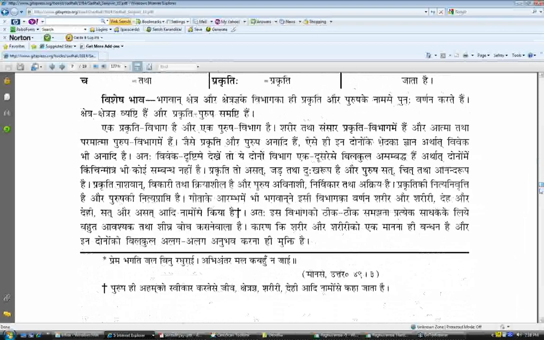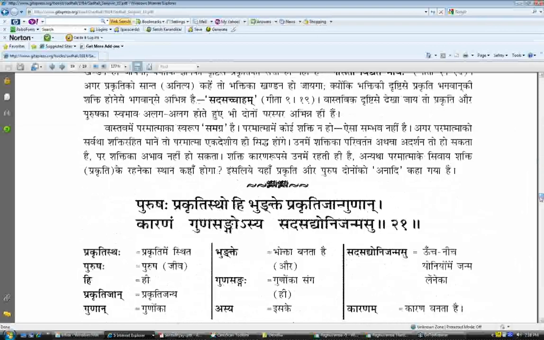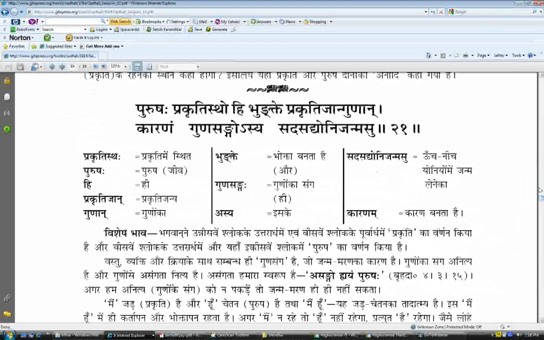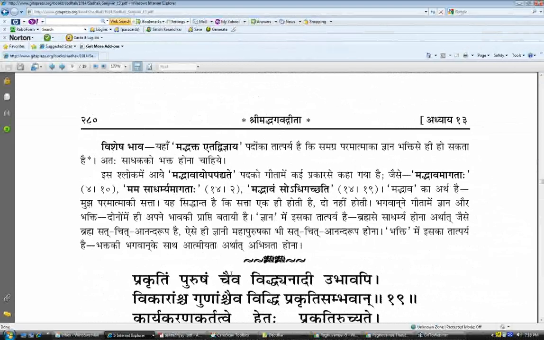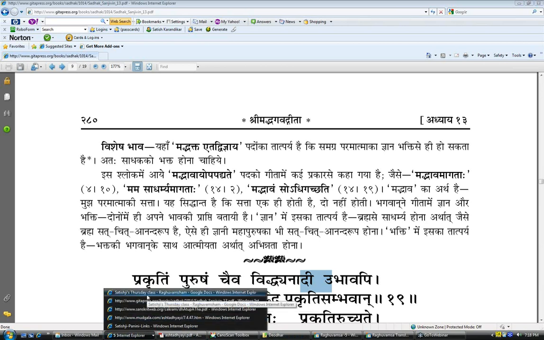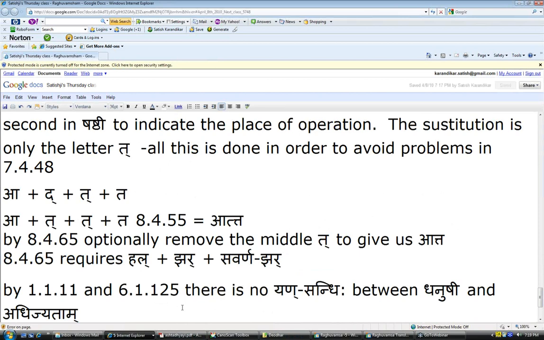Let me see. Did I miss it already? Here it is. Number 19. Prakritim purusham chaiva viddhyanadi ubhavapi. This is the example in the Gita of this. I think only one place in the Bhagavad Gita you have this. Anuji's hand is up. I was just going to say it's 19. That's all. Thank you. Yeah, so 13.19 is the example in the Gita. Okay, only one place in the Gita. So the Gita example is 13.19.